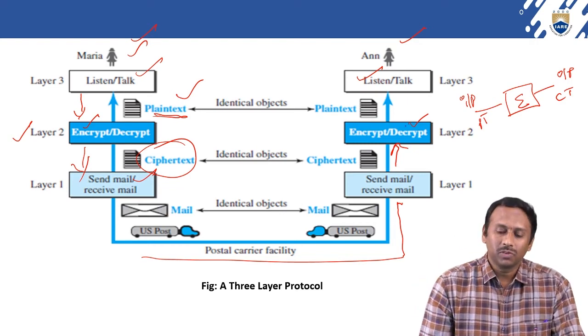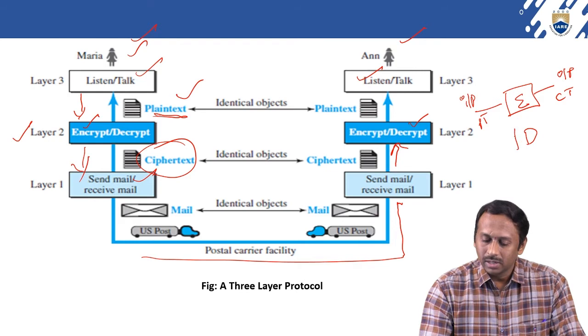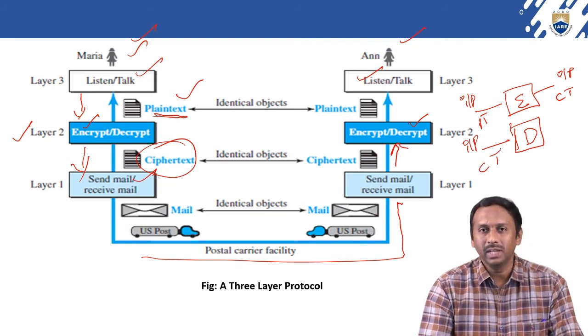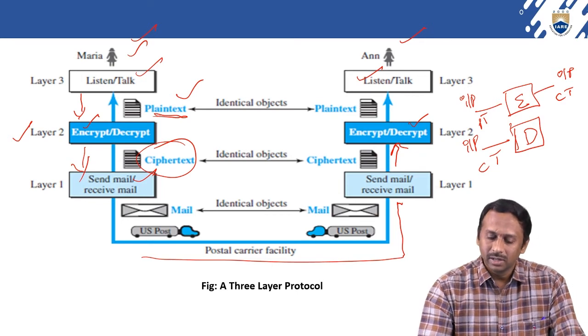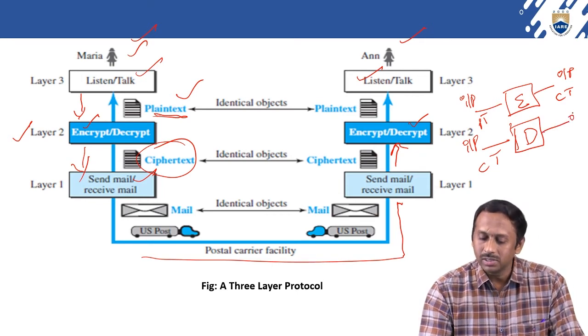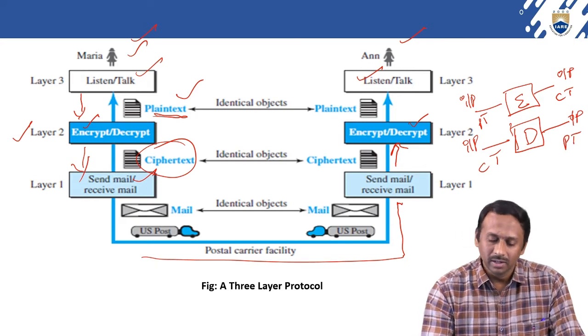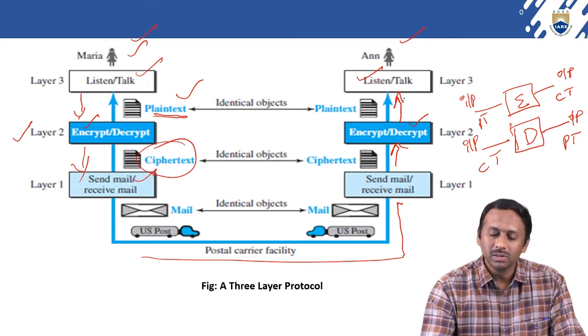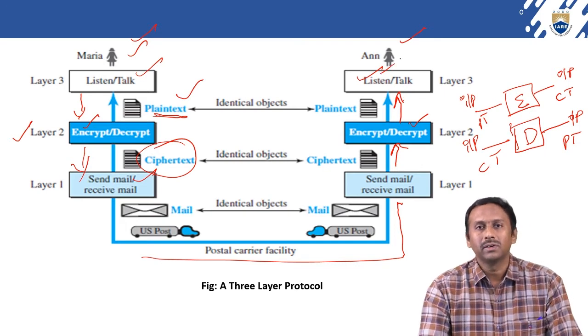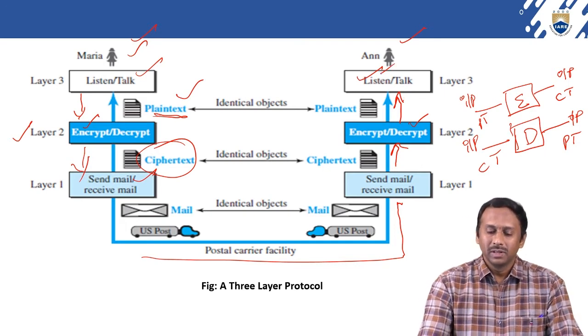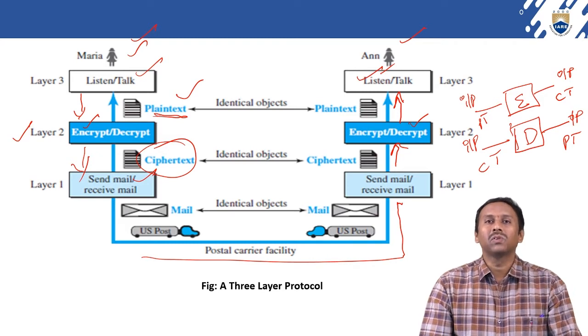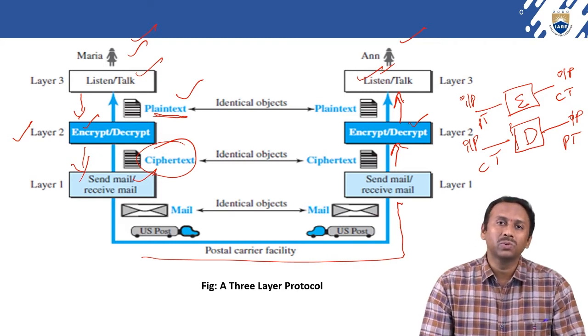Now it is going to perform the decryption. What is the input here? Input is ciphertext. Clear? Now perform the decryption, then what is the output? We get plain text. Clear? So the plain text is read or listened to. Like this, a three-layer protocol will work and provide secure communication.